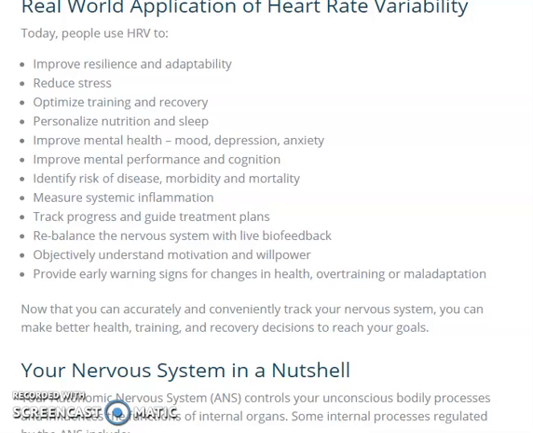Objectively understand motivation, willpower, provide early warning signs of changes in health, overtraining, or maladaptation. So this is again why I'm always getting people to run this in my office, because when you're down the road, 2 years down the road, if it starts to go really, really low, then we might be thinking there might be a health problem going on. So I like to get a baseline as much as I can.